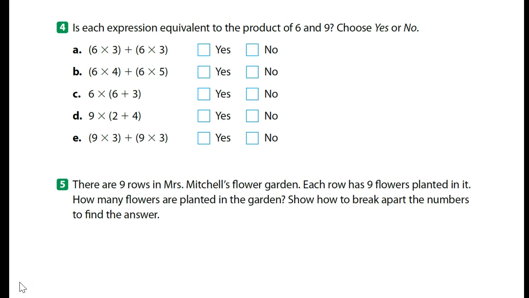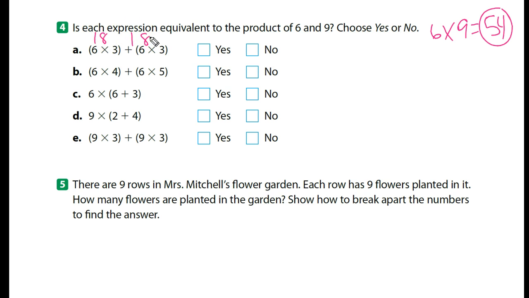Okay. The product of 6 and 9 means 6 times 9, okay? It equals 54. So which one of those is equal to this right here? I have to work each one of them out, right? What's 6 times 3? 18, isn't it? And 18 plus 18, that's 36.